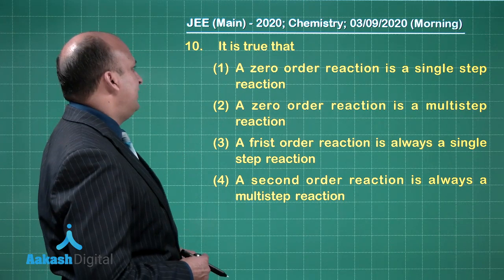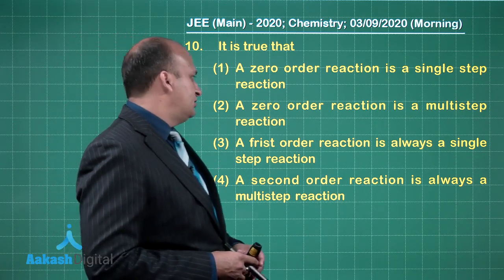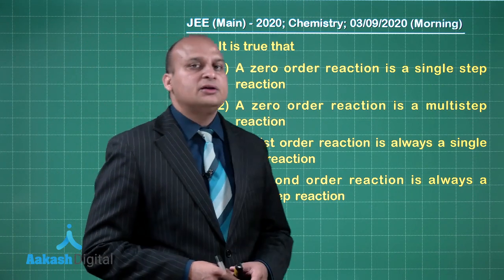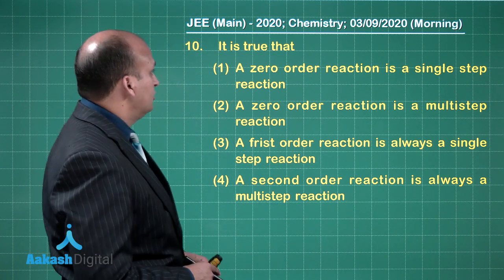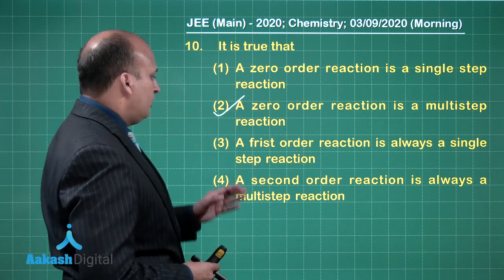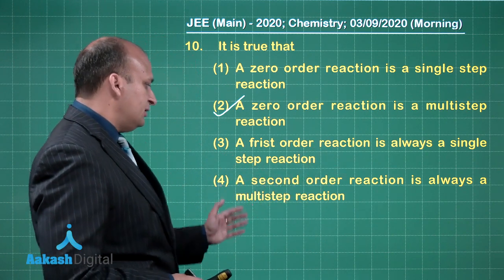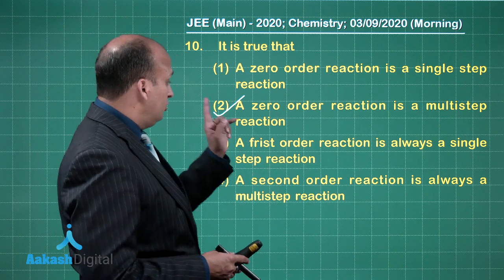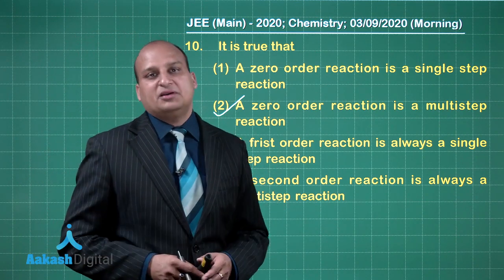Question number 10. Is it true that a zero order reaction is a single step reaction? See, we are talking first about the zero order reaction. Dear friends, it is a complex reaction, a multi-step reaction. So when I talk about the true statement, yes, this is the true statement. A first order reaction is always a single step? No. Second order reaction is always a multi-step? No. So only the second statement is correct, that a zero order reaction is a multi-step reaction.